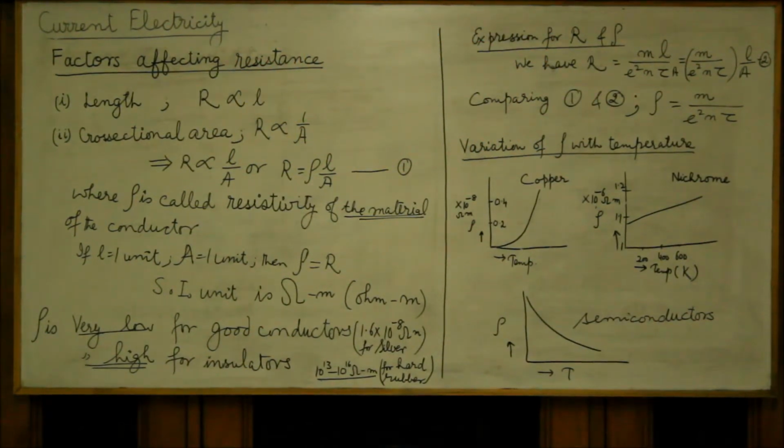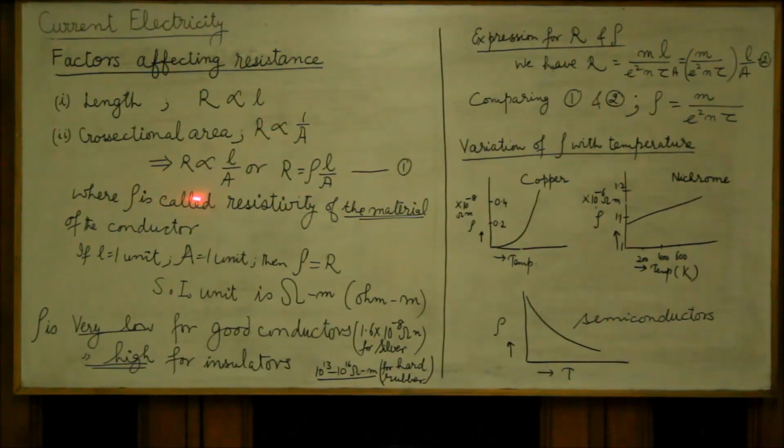Continuing with the lesson, let us now study the factors which affect the resistance of a conductor. The experimental studies show that resistance of a conductor depends on its length. More length, more resistance, that is, R is proportional to L, the length of the conductor. The second factor which affects the resistance of a conductor is its cross-sectional area. Larger area means thicker conductor offers lower resistance, therefore R is inversely proportional to area of the conductor.